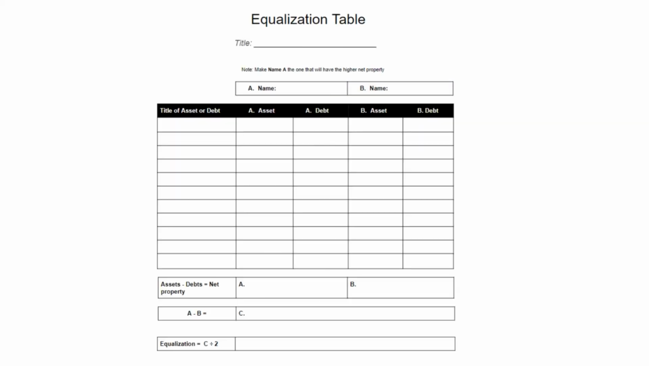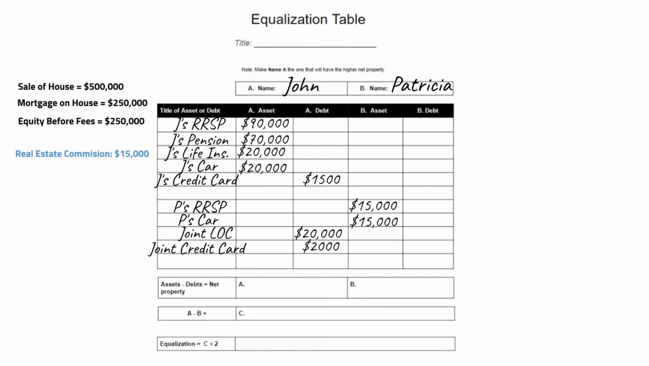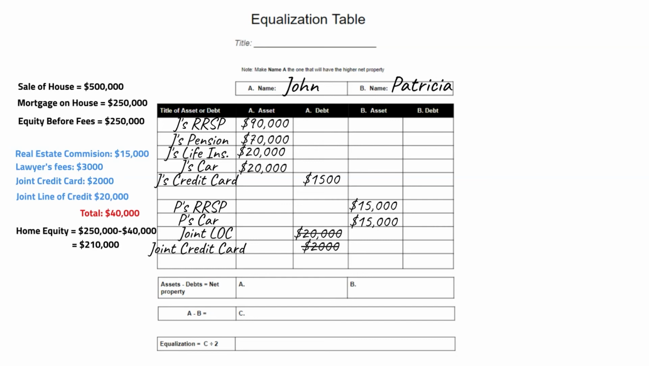Let's take a moment and quickly see what happens if John and Patricia decide to sell their house instead of having John buy it out from Patricia. First of all, let's say that the home sells for $500,000 and that the mortgage remaining is $250,000. That leaves a net equity of $250,000 before fees and paying off joint debt. From the $250,000, we're going to subtract 3% real estate commission at $15,000. Also, lawyer's fees of $3,000, the joint credit card debt of $2,000, and the line of credit of $20,000. That leaves approximately $210,000 for John and Patricia to split, giving them $105,000 per person.